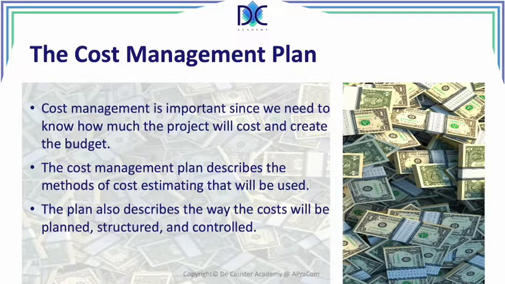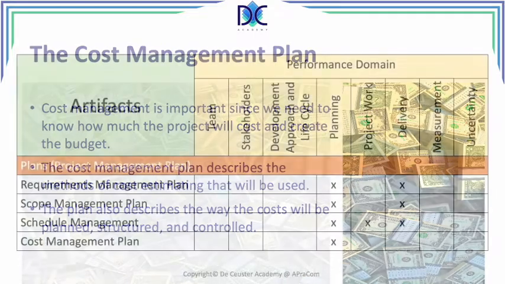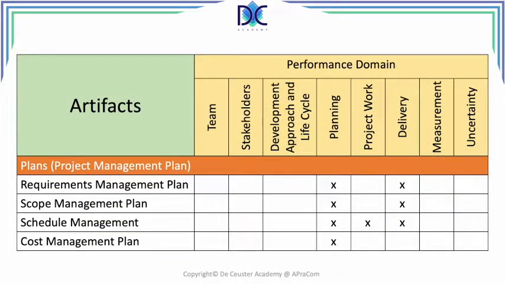Now we have to link the artifacts to the different performance domain. We look at the plans which are part of the project management plan. We have the requirement management plan and the scope management plan, which are in fact linked to the planning and the delivery performance domains. Schedule management is linked to the planning, project work, and delivery performance domains. And the cost management plan is linked to the planning performance domain.